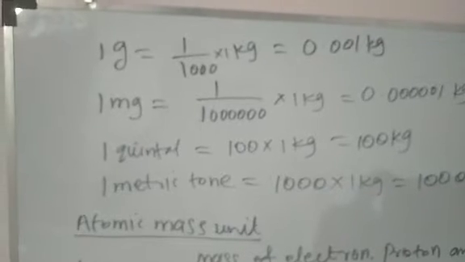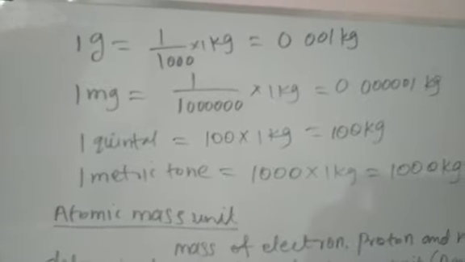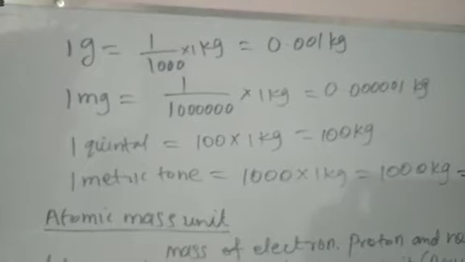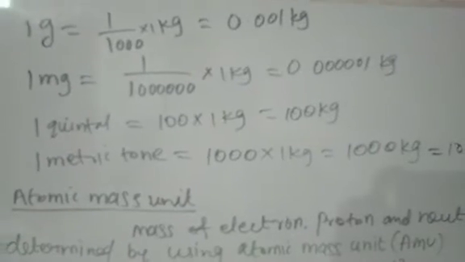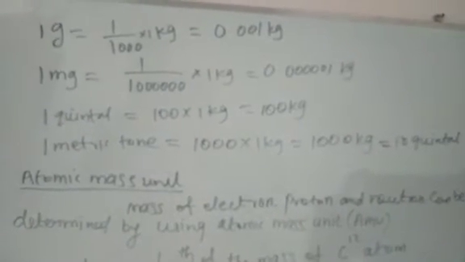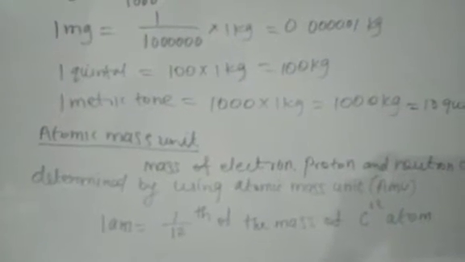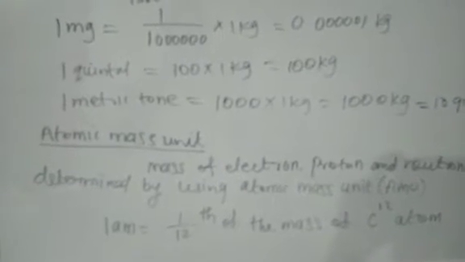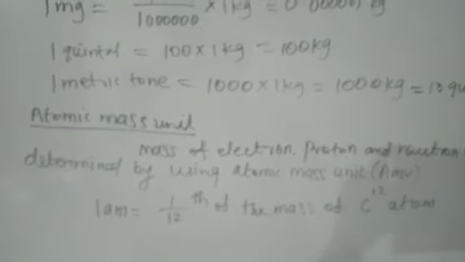1 gram equals 1/1000 of 1 kilogram, equal to 0.001 kilogram. 1 milligram equals 0.000001 kilogram. 1 quintal equals 100 kilogram. 1 metric ton equals 1000 kilogram or 10 quintal. Atomic mass unit: we can measure the mass of electron, proton, neutron using a special unit, atomic mass unit, AMU. 1 AMU is 1/12 of the mass of a carbon-12 atom.